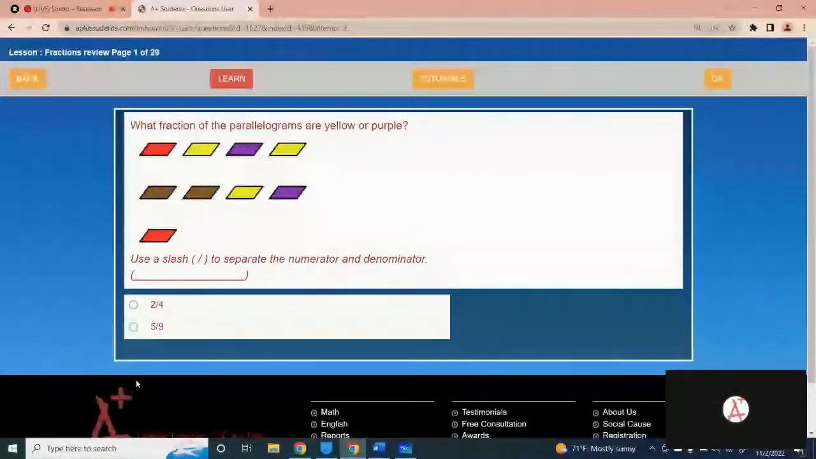So the correct option is 5 by 9. Very good, because the total parallelograms are 9, and out of the 9, 5 of them are either yellow or purple. Got it? Very good. Just select the correct option and click on the OK button.